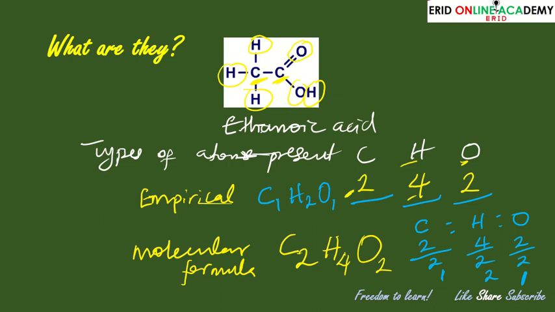So the empirical formula will be C1H2O1. Usually, if any atom exists one time in the empirical formula, you write the symbol without bothering to write 1: carbon, hydrogen 2, and oxygen. So this is the empirical formula of ethanoic acid, while the other is the molecular formula. It's pretty simple, isn't it?